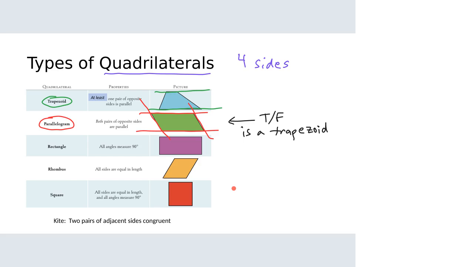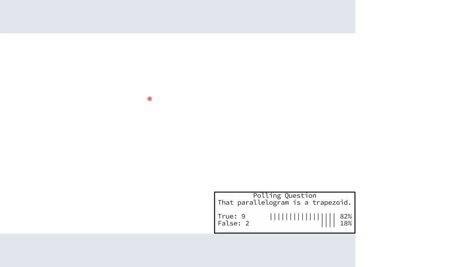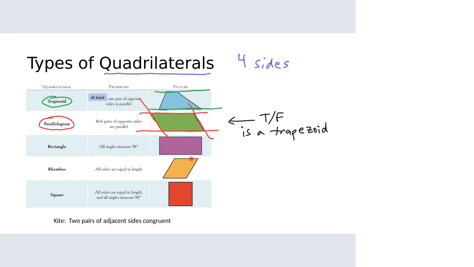All right, let's take a look and see how we did on this one. Okay, pretty good. We've got strong agreement there. That's excellent because I don't think this is an easy question. All right, so let's examine this a little bit here. This parallelogram that I'm working on has both pairs of opposite sides parallel. For it to be a trapezoid, it needs at least one pair of opposite sides to be parallel. So when we're asking, is this a trapezoid? What we're asking is, does it have at least one pair of opposite sides that are parallel?